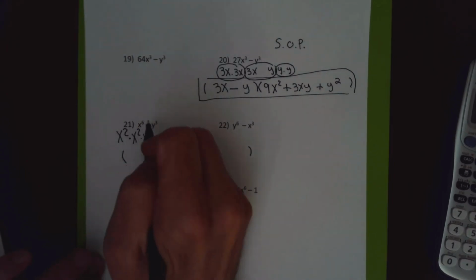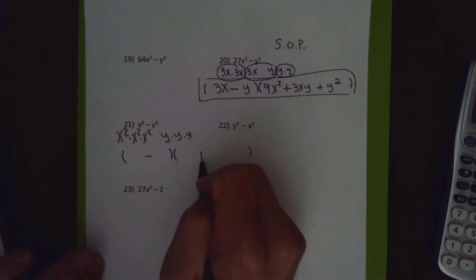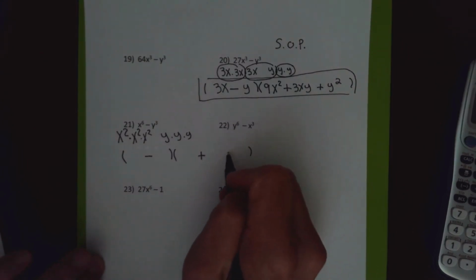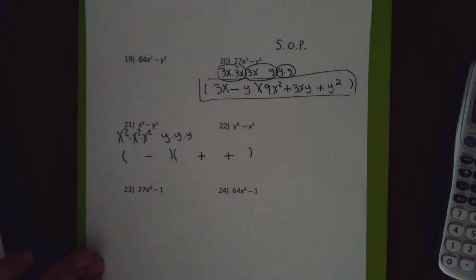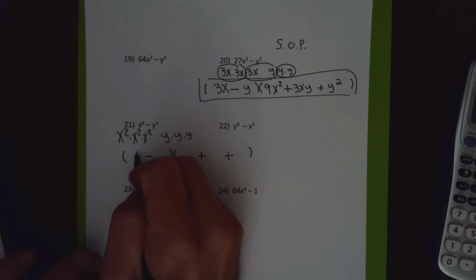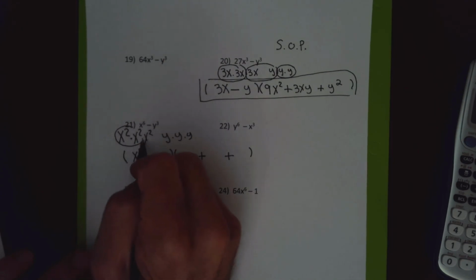I make my unbalanced parentheses. First parentheses, I keep the sign that the problem has. Second parentheses, I flip the sign from my first parentheses, and I end it with a plus. So keep the sign, flip the sign, plus. First parentheses gets 1 from each grouping, one of the x squareds and one of the y's. And then the second parentheses, I make pairs.